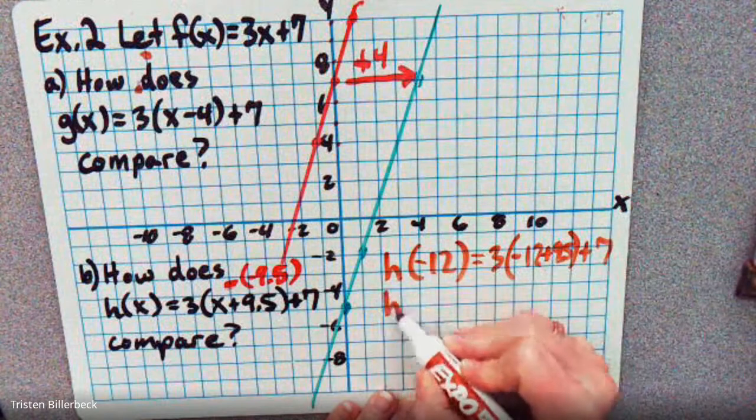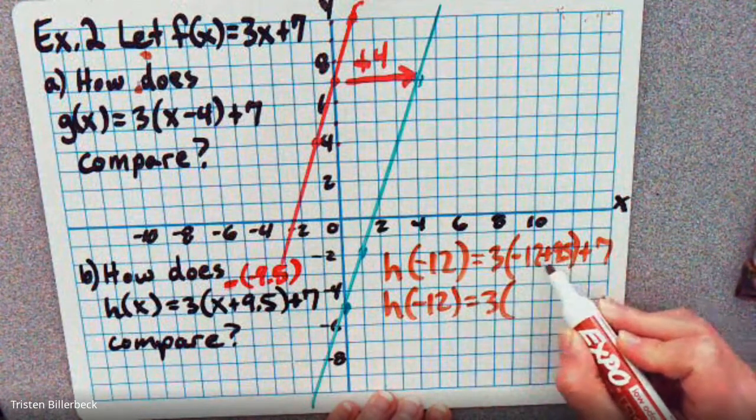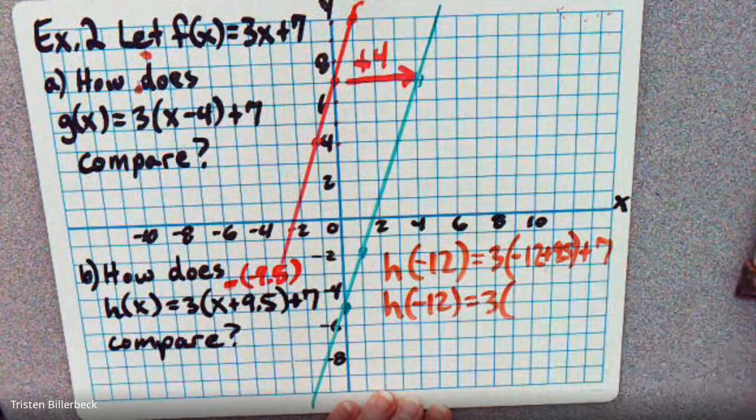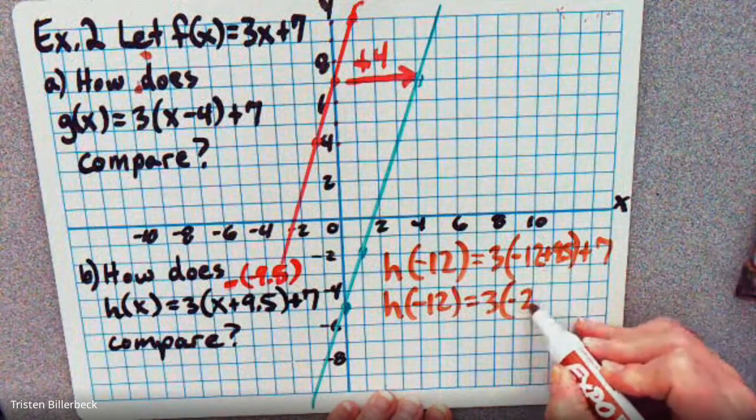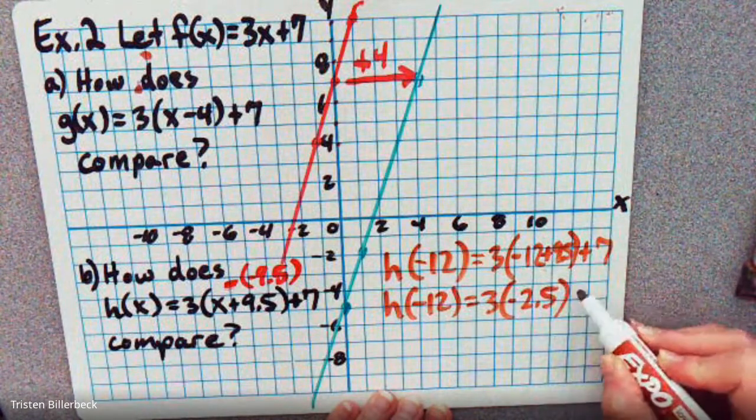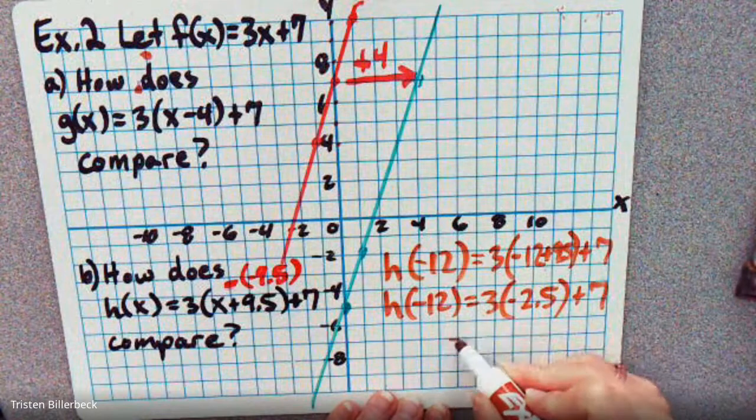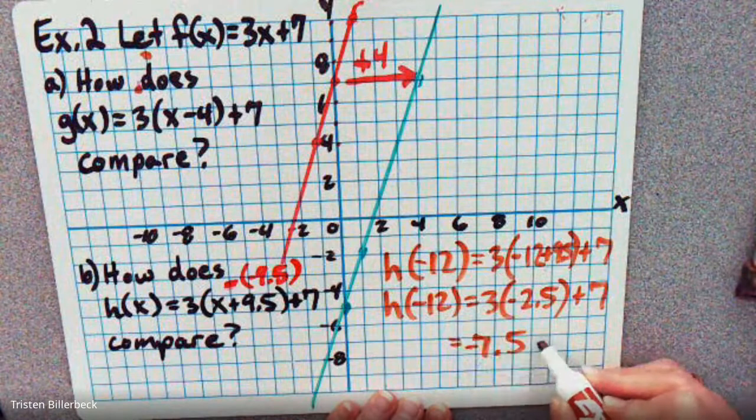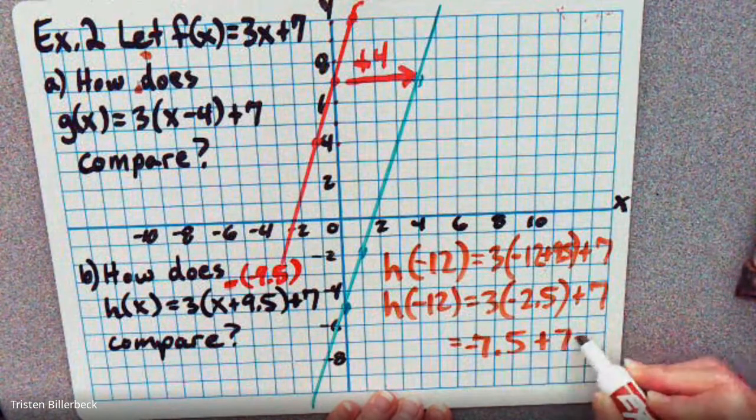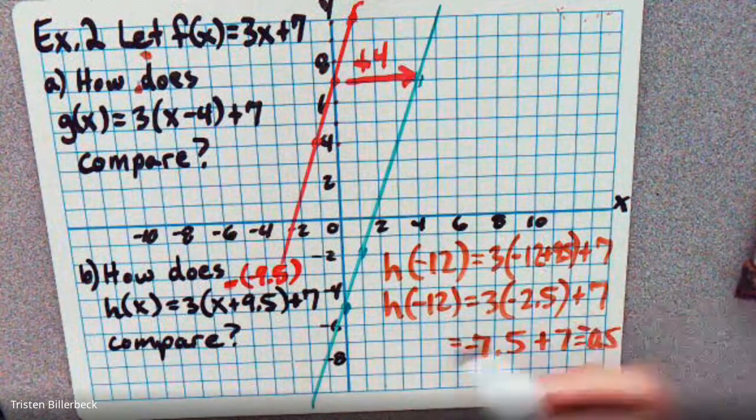Okay, so you have h of -12 equals 3 times -2.5 plus 7. So 3 times 2.5 is 7.5, so -7.5 plus 7. So we're at -0.5.